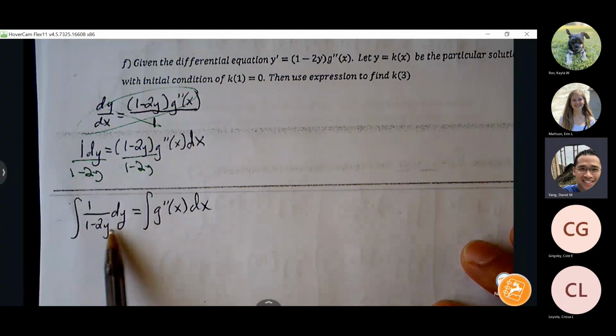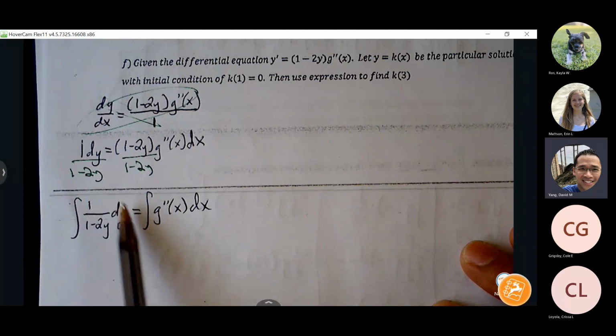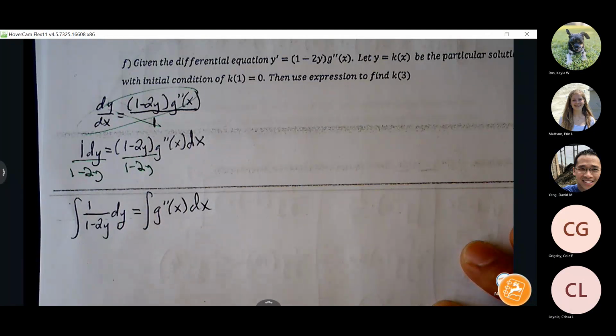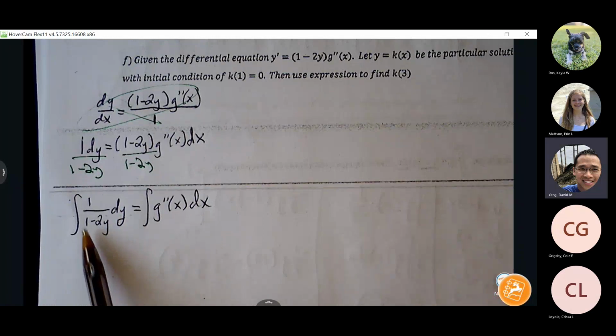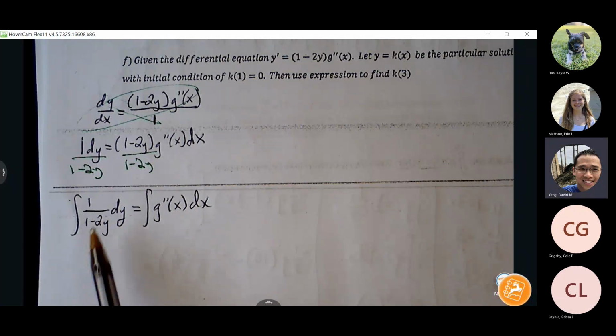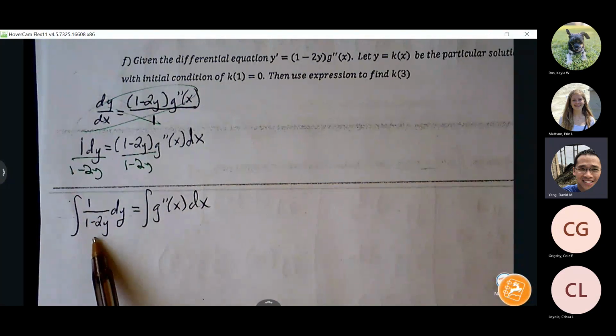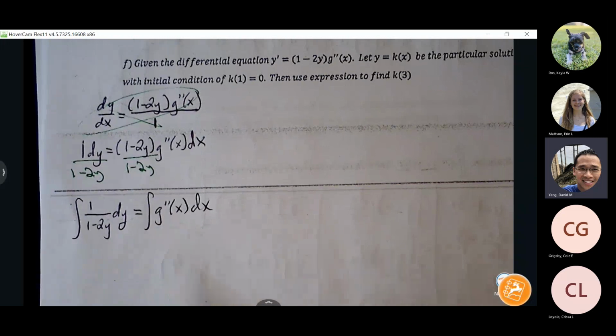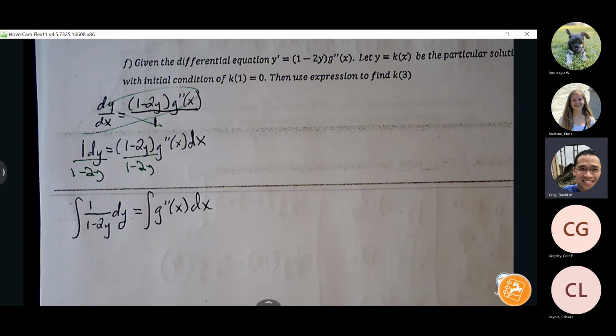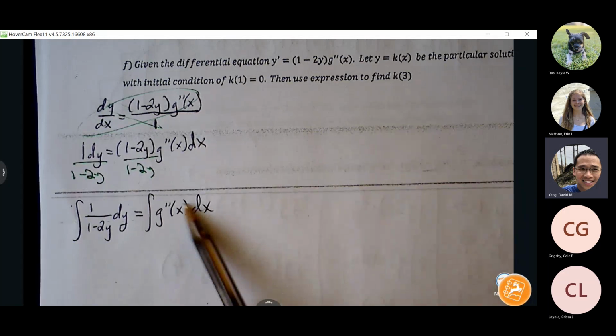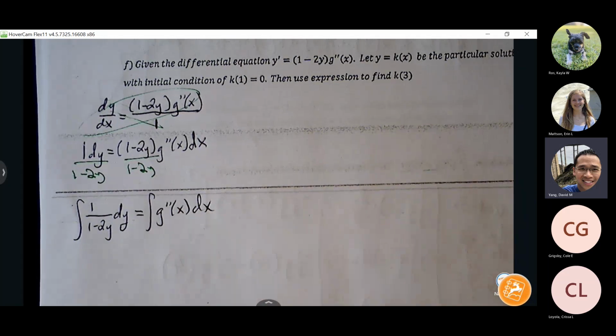Right, full separation, y's on the left, x is on the right. We have to go through a little bit of substitution on the left side. There's going to be a little bit left over because of that 1 minus 2y, but it should end up being 1 over u du, which is natural log. And on the right side, we're just going to go through first theorem, make g double prime rise up to g prime, and no need for u substitution because there's nothing inside that parentheses except an x.